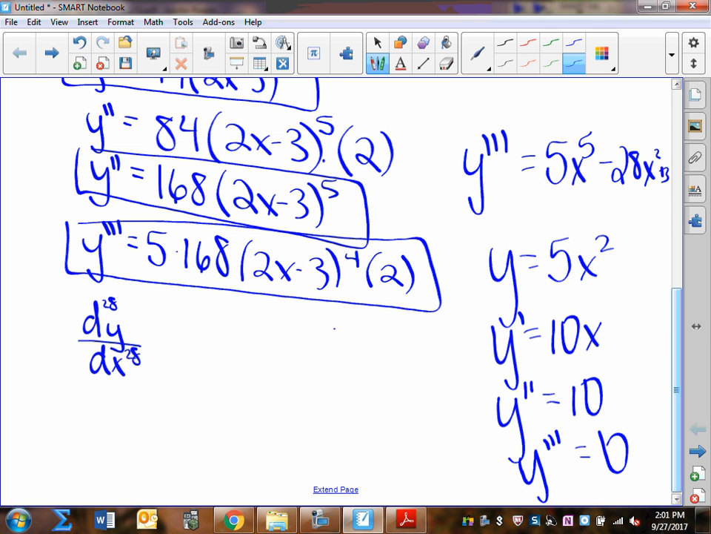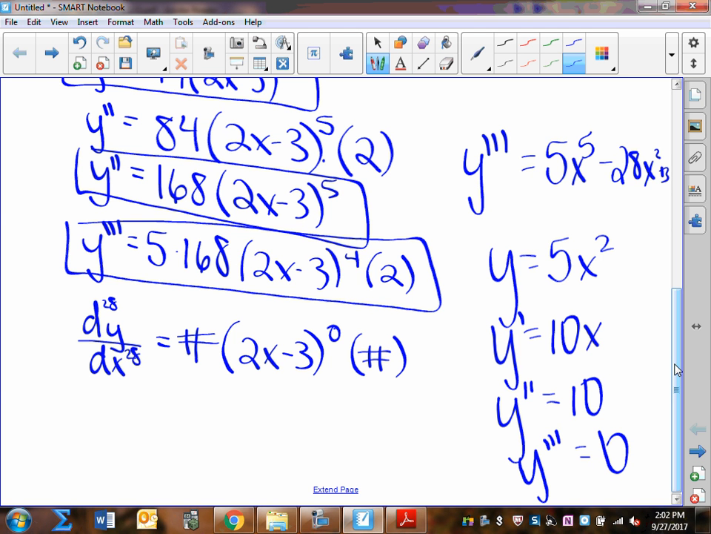At some point, we're going to have big number times 2x minus 3 to what power there? If I keep dropping in power, what does my power eventually become? 0 times some numbers. Right? Now, what is anything to the 0 power? 1.